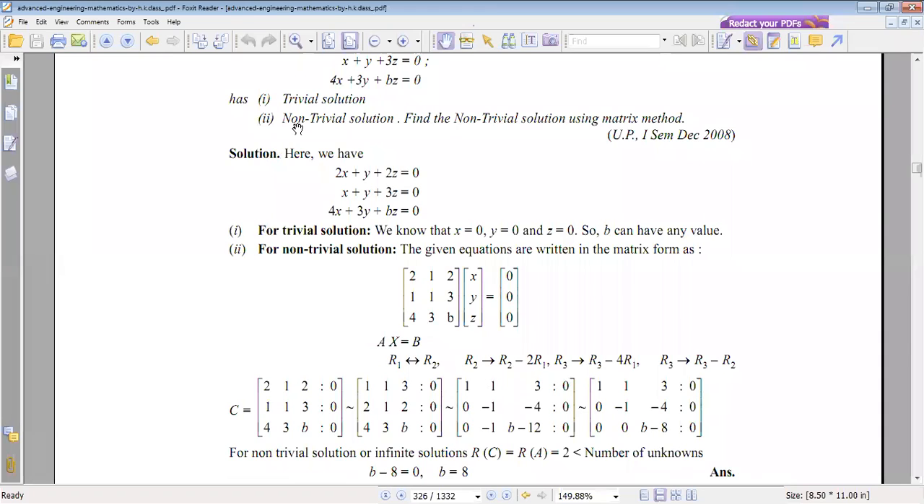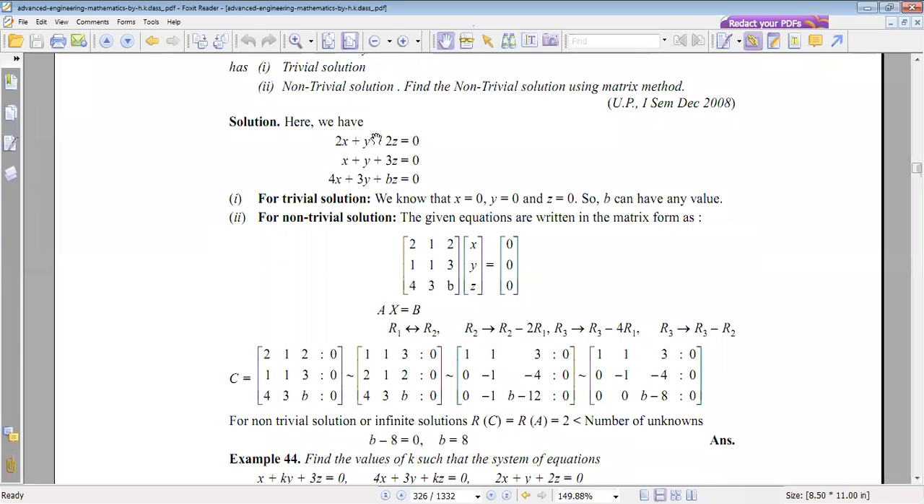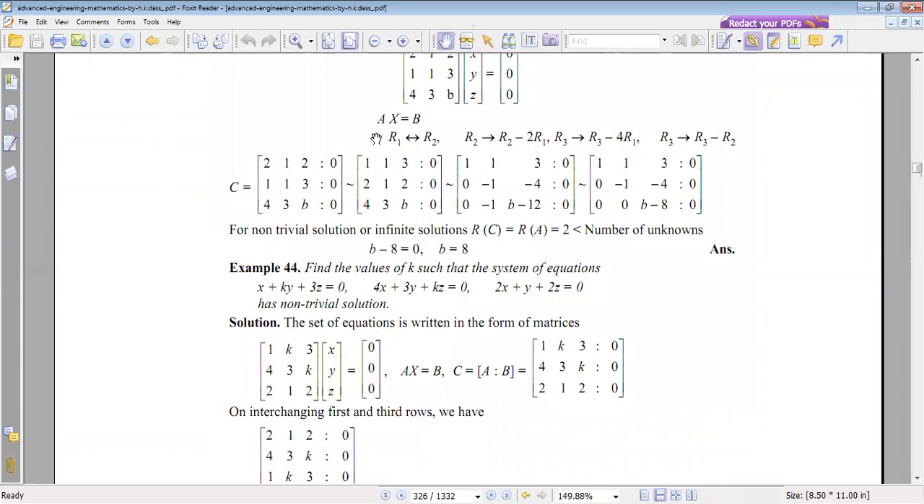That means non-trivial solution. Always remember, non-trivial solution means non-zero solutions. That means not all of the unknowns are equal to 0. One unknown may be equal to 0, no problem, but all the unknowns cannot be equal to 0. That is called a non-trivial solution. Trivial solution means all the unknowns are equal to 0.